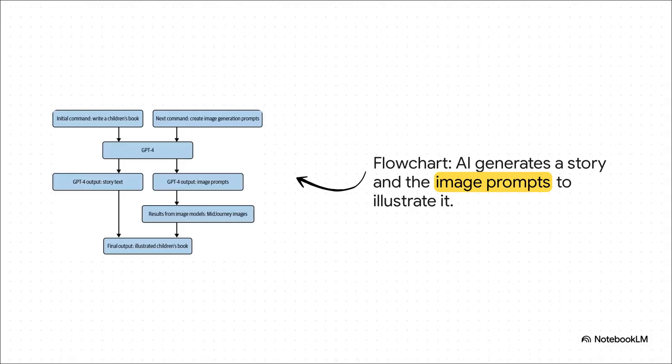This flowchart really breaks it down for us. Let's say you want to create a children's book. Your initial command is super simple. Write a children's book. From that one little instruction, the AI kicks off 2 workflows at the same time. This is where the magic happens.